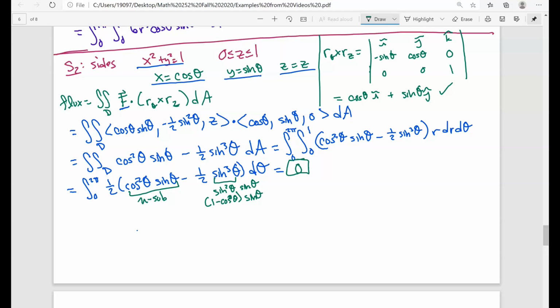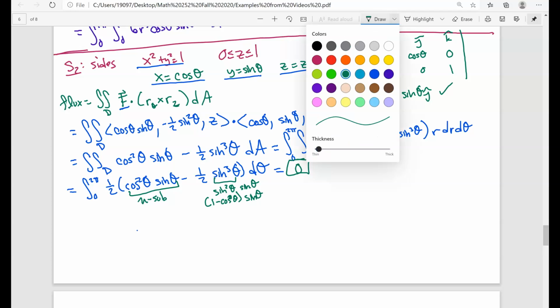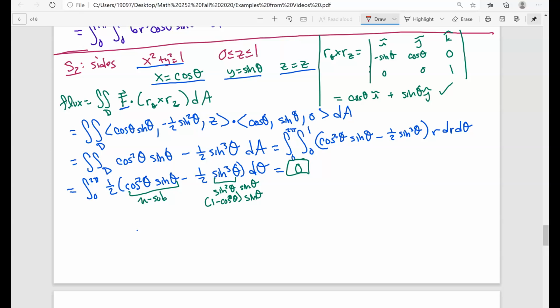So a lot of things actually cancel out, and you have a whole bunch of signs. So that would be the total flux that's going across the cylinder. It's telling you that the outward flux is going in and out, and it's canceling each other out.